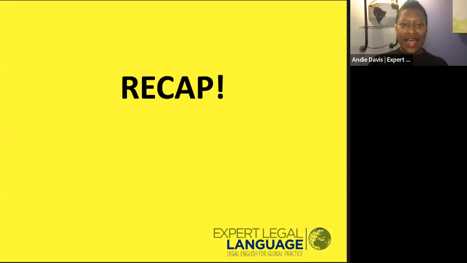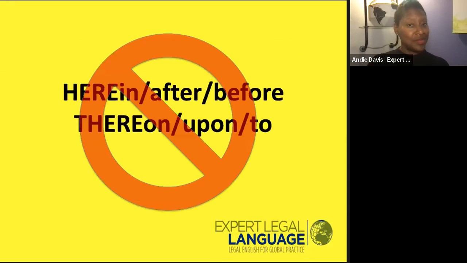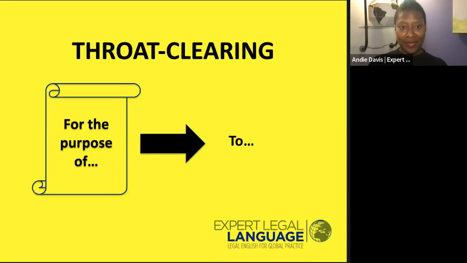Okay, let's now recap what we've gone through today. Remember to reduce or eliminate jargon using the ways that we have recommended. There are 3 habits to avoid. Eliminating as much as possible your herein befores and your thereupon and theretos. Avoiding throat clearing language, those kinds of flourishing languages, unless, again, the context dictates that it's better to use them.